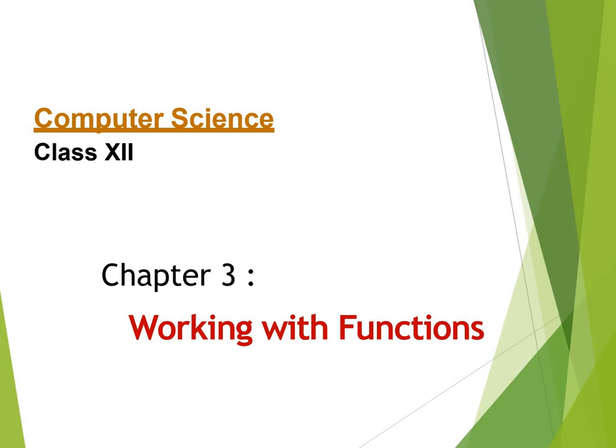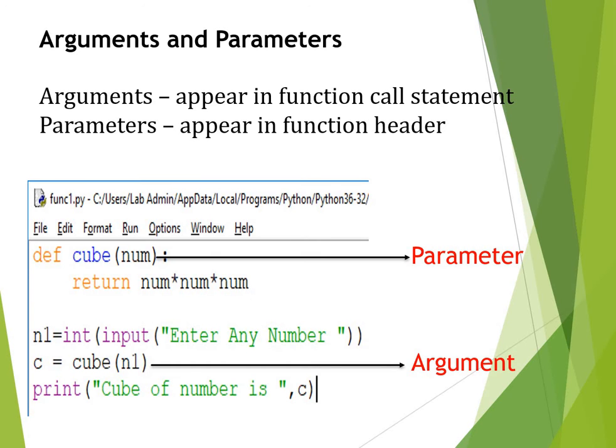This video is part 4 of working with functions. Arguments and parameters. Arguments are the variables that appear in the function call statement. The variables which appear in the function header are known as parameters. If you look at the example, you will understand.